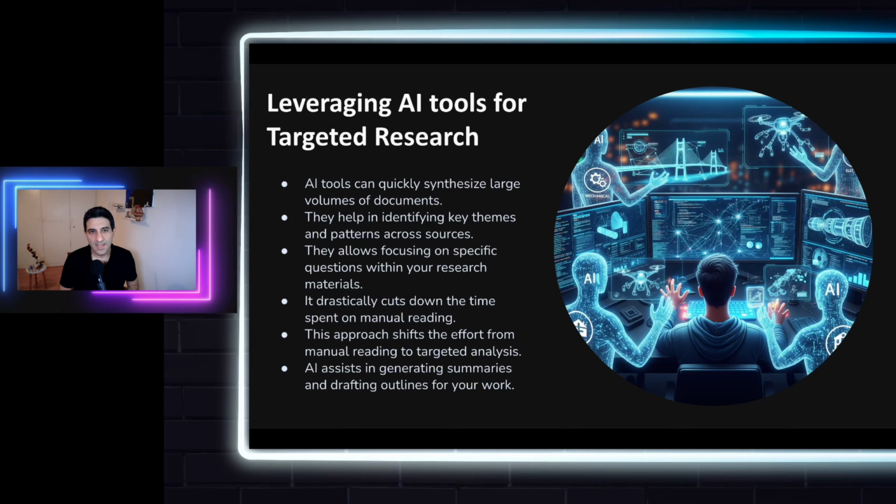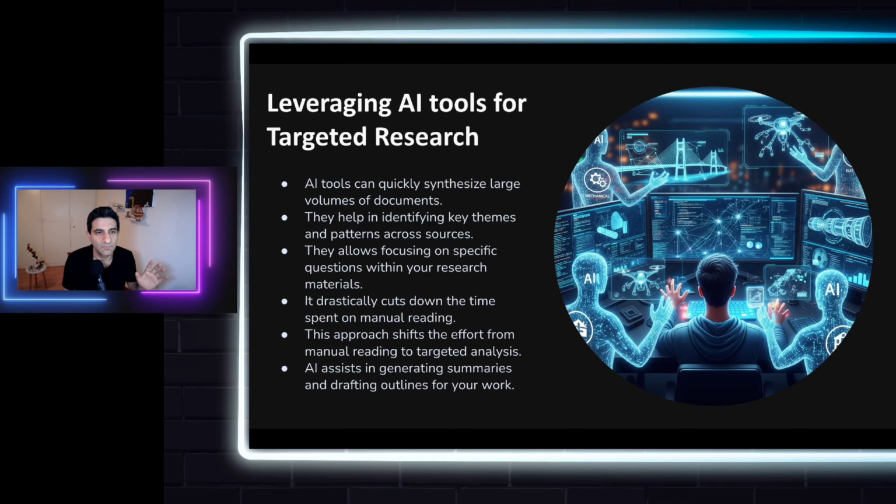So what we would be doing is using an AI tool to help us in doing the targeted research. Now, what are the advantages of using AI here? It can quickly synthesize large volumes of documents. Figure out what the documents are based on your input and then go through them. It can help in identifying key themes and patterns across the sources. It allows you to focus on specific questions within the research material.